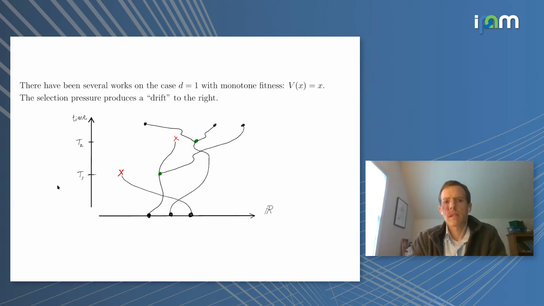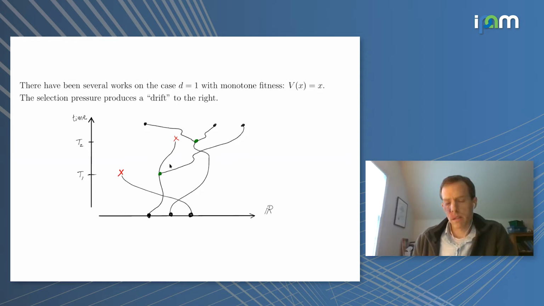So there have been several other works, particularly in the case of one space dimension with a monotone fitness function, right? So suppose that we're in dimension 1 and the fitness function is just x, so it's increasing to the right. And in this case, since V is increasing in x, we're always selecting the leftmost particle. In the selection process, the selection pressure induces a drift to the right.